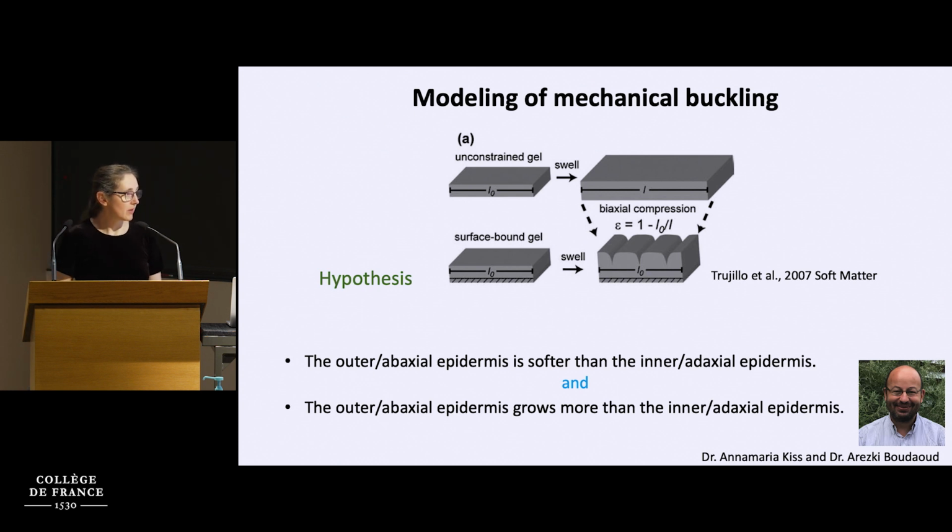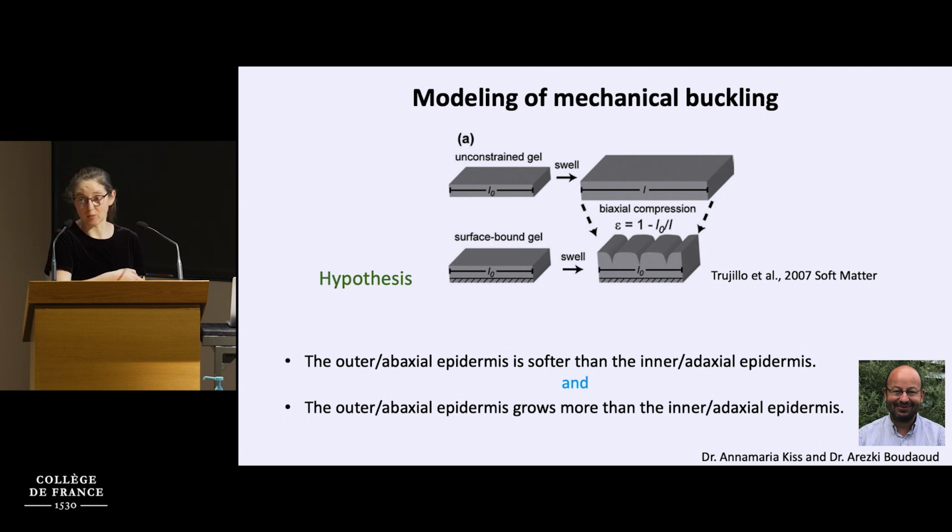So we've been collaborating with Dr. Anna Maria Kiss and Rezki Burud to try to model this and say, what does it need for buckling to happen in this situation? This is from a published paper from other people. And if we think about our tissue as an unconstrained gel that swells or grows, if it's unconstrained, then it's just going to grow and we won't have any change in the buckles or the tissue. But if there's this gel bound to a surface that can't grow and it swells, it's trying to grow, then we're going to get these buckles. And that looks a bit like what we're seeing in the sepal.